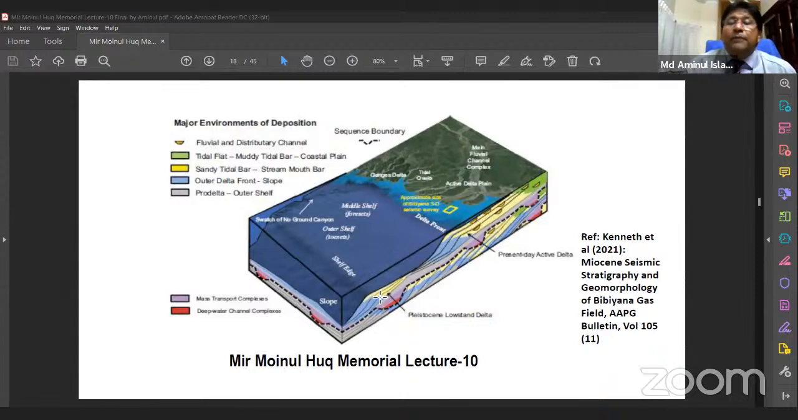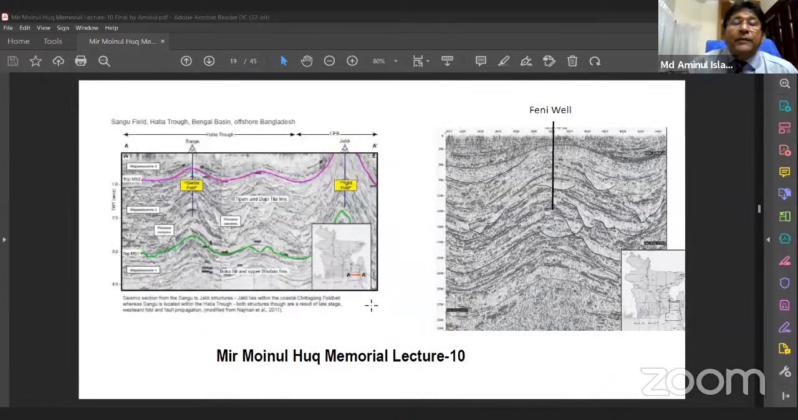Okay, so we have to look for it. So now come back to our Shangu field. This is a picture, or seismic section, from Shangu. So you can see this is a reservoir scale. This is mega sequence one. This image I took from Naziman Atal, 2011, which is published.